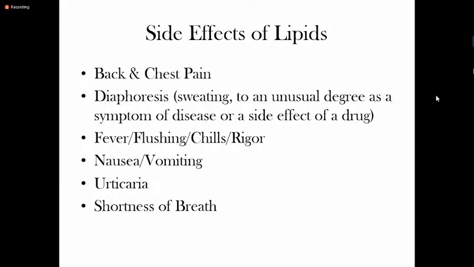What are the side effects, mainly of lipids? Lipids have this typical side effect of back and chest pain. They have excessive sweating of an unusual degree, okay? This is lipids. We have fever, we have flushing, we have chills, we have these other symptoms. So lipids mainly give you backache and chest pain. They give you sweating of an unusual degree. They may give you fever, flushing, and chills and rigors.